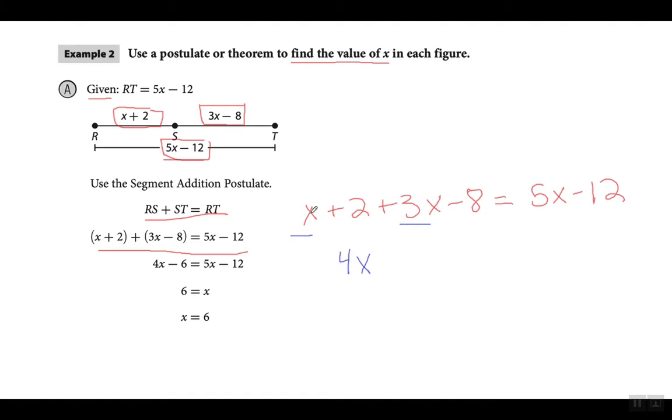Okay, now that I got rid of these, I'm going to deal with the numbers that do not have a variable. Positive 2 minus 8 is going to give me negative 6. Positive 2 minus 8 equals negative 6. The right side of the equation I have not touched yet. So now I just got to get all the terms that have x on one side and all the terms that do not have x on the other side. Since I like to keep the number in front of x positive, I'm going to move 4x to the right by subtracting it from both sides of the equation.